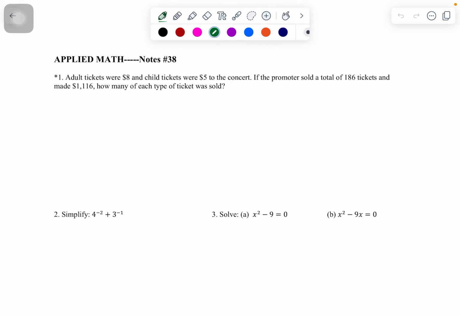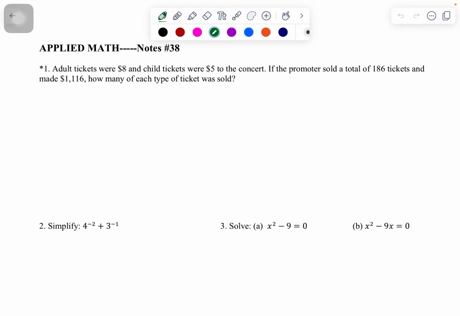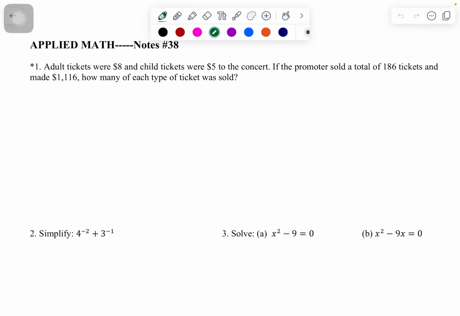All right, this video is going to go through part of Notes 38, which is kind of a basic review of a few different things. So problem number 1 here is a word problem that we're going to need to create an equation for, actually multiple equations for, and then we're going to solve it probably using elimination. So let's see what we got here in terms of the equation.